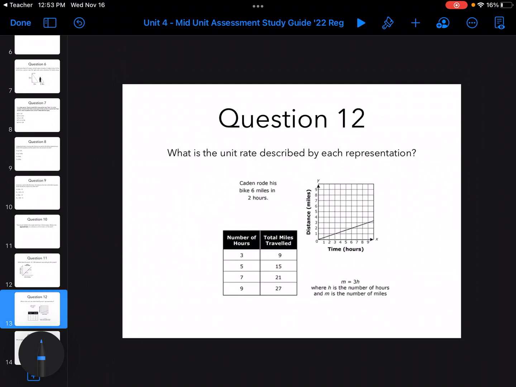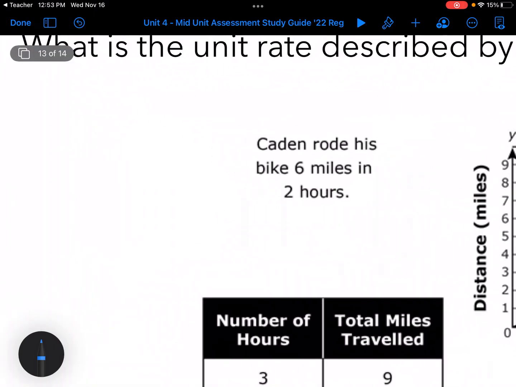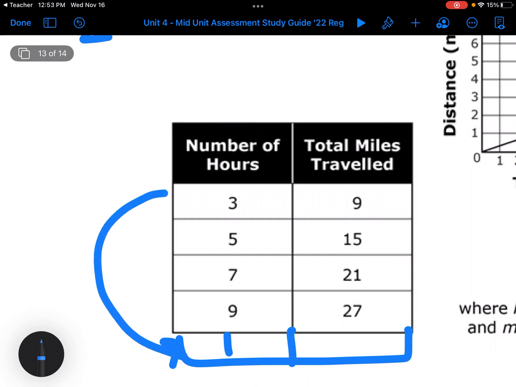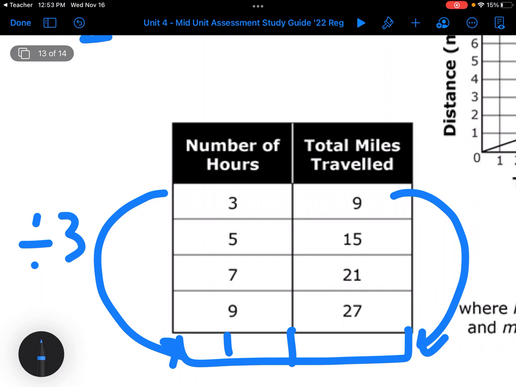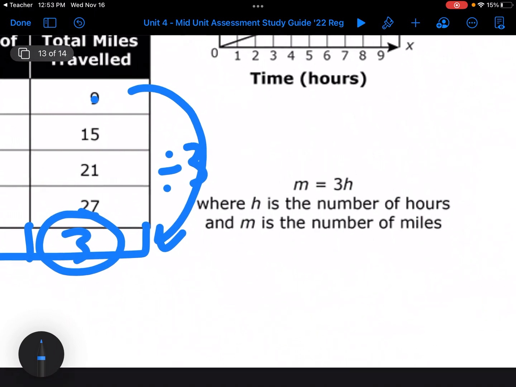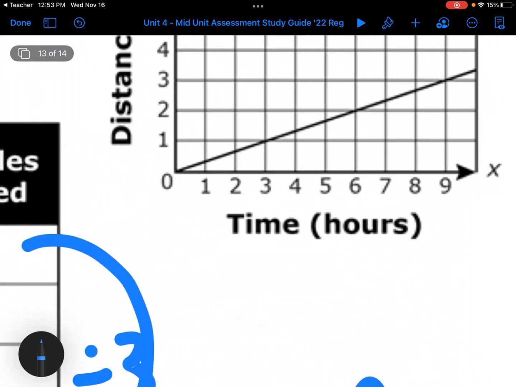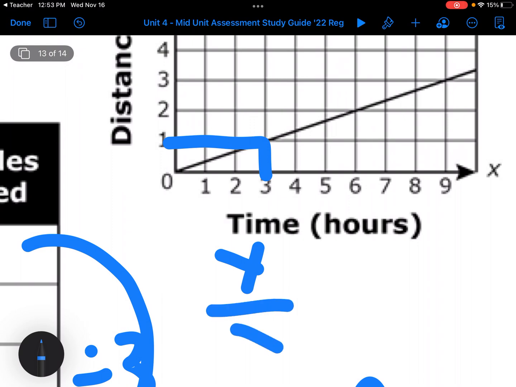All right, what is the unit rate that's described by each representation? So I have to find the amount for 1. So 6 divided by 2 means that 3 miles in 1 hour. If I want to find for 1, I'm going to divide by 3, divide by 3. 9 divided by 3 would be 3. Okay, our unit rate here is just given to us. It's going to be 3. And then over here, we always do y divided by x. Okay, so that would be 1/3.